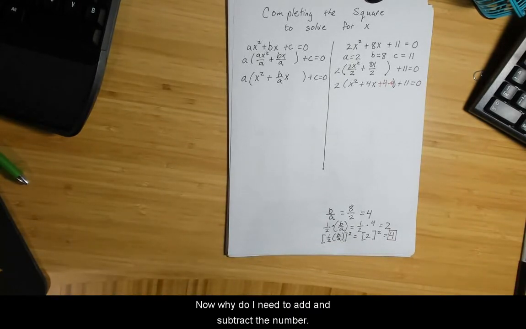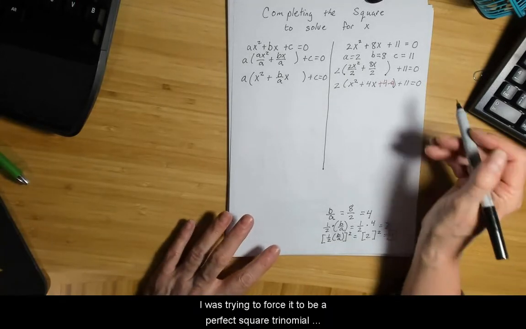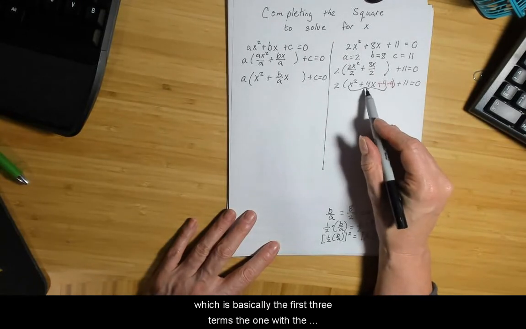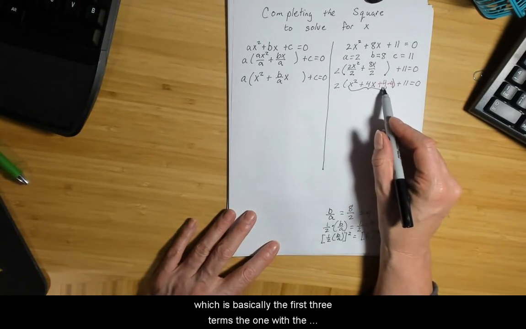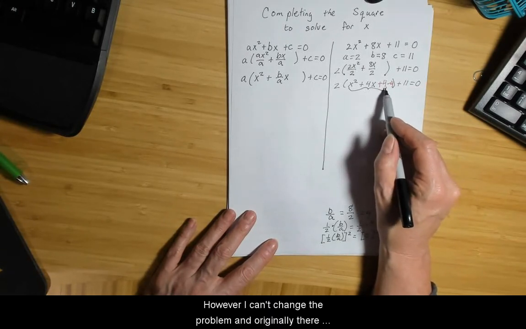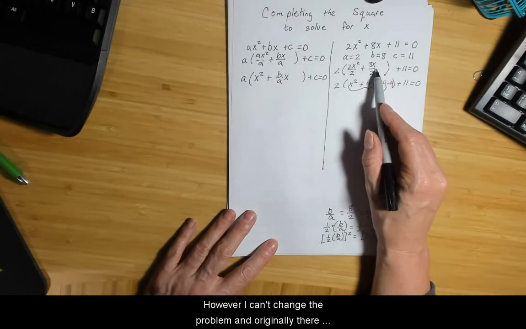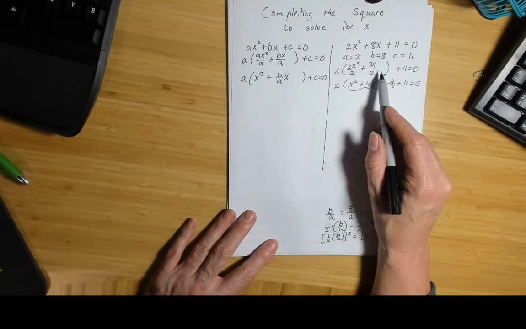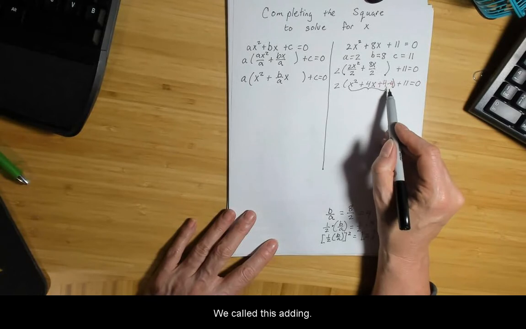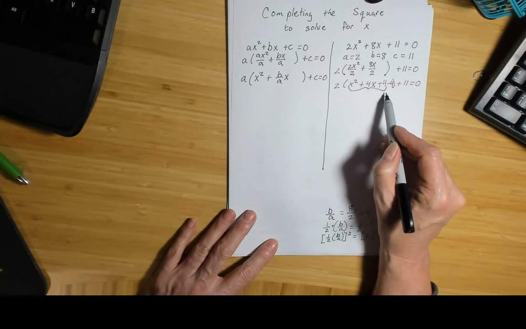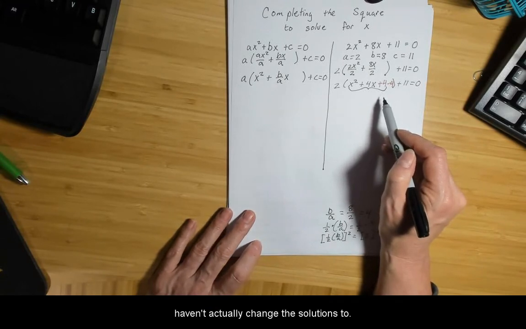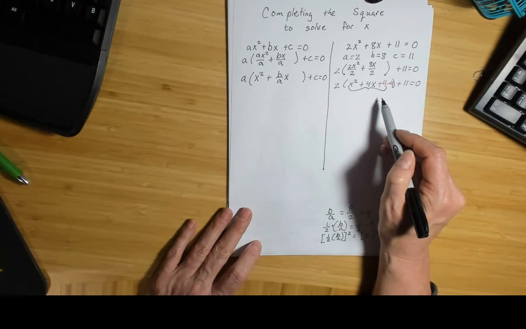Now, why do I need to add and subtract the number? I was trying to force it to be a perfect square trinomial, which is basically the first 3 terms, the one with the plus, not the one with the minus. However, I can't change the problem, and originally there was no plus 4 here. So to compensate, I add 4 and subtract 4. We call this adding 0. By adding 0, I've changed the way the equation looks, but I haven't actually changed the solutions to it.